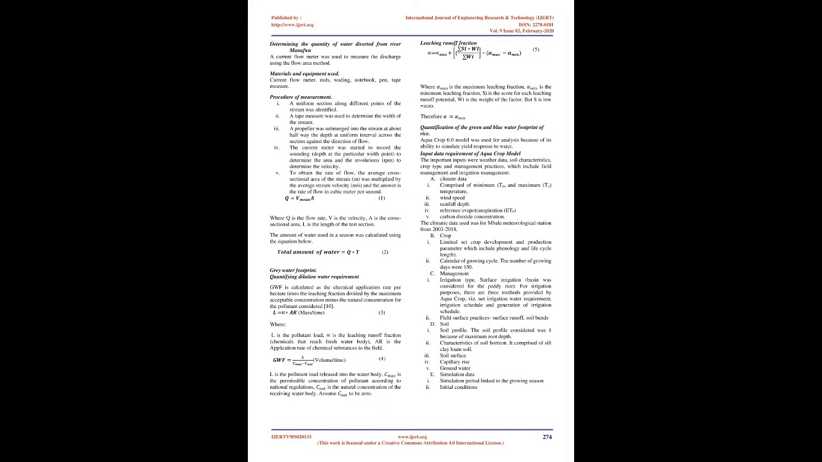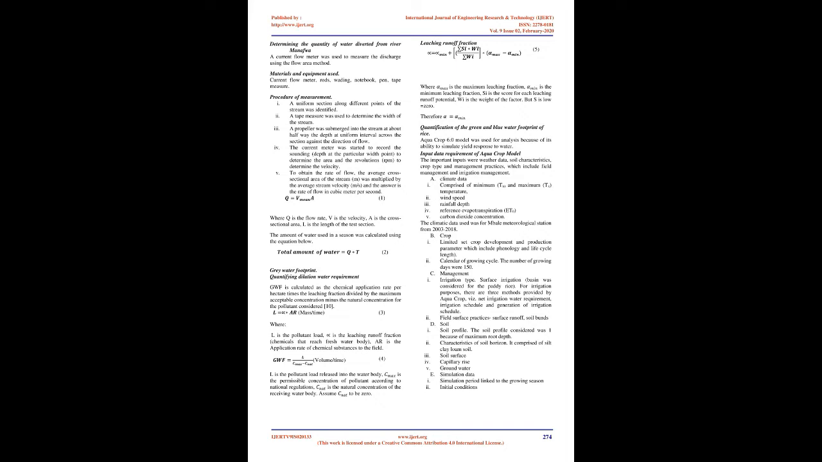4. The current meter was started to record the sounding depth at the particular width point, to determine the area, and the revolutions, RPM, to determine the velocity, V. 5. To obtain the rate of flow, the average cross-sectional area of the stream, m², was multiplied by the average stream velocity, m/s, and the answer is the rate of flow in cubic meters per second. Q = V × A, where Q is the flow rate, V is the velocity, A is the cross-sectional area, and L is the length of the test section.